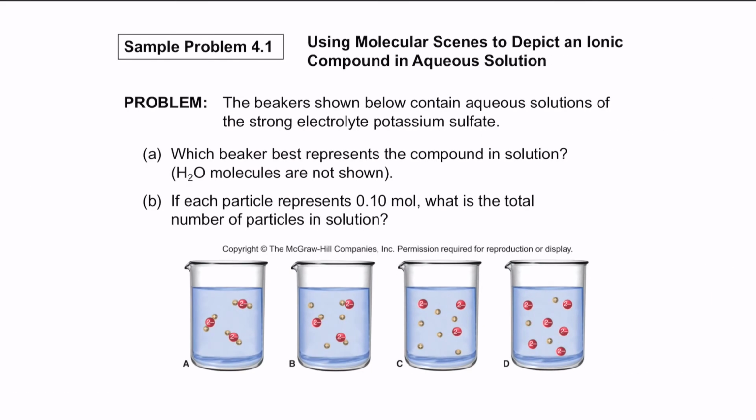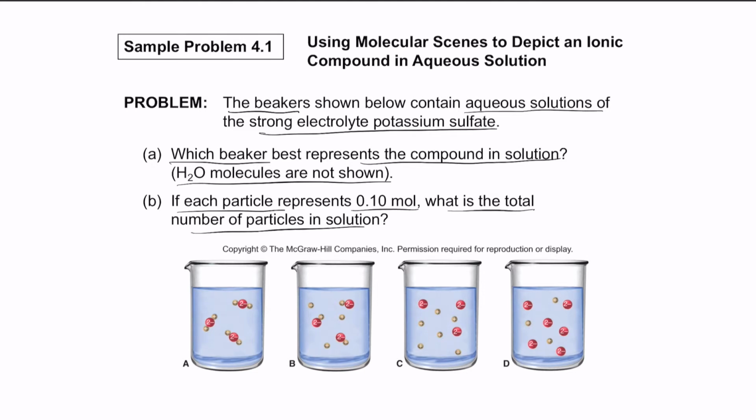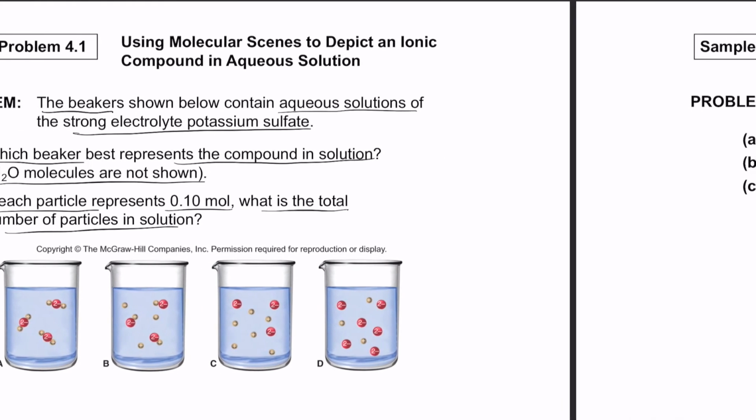So let's take an example. The beaker here contains an aqueous solution of a strong electrolyte, potassium sulfate. A, which beaker best represents the compound in the solution? H2O molecules are not shown. And B, if each particle represents 0.10 mole, what is the total number of particles in the solution? If you look at the problem here, they're asking you about potassium sulfate. So what is potassium sulfate?